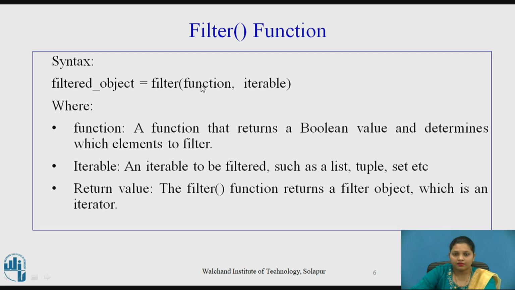First parameter is the function that defines filtering logic or condition. The function must return a boolean value. The second parameter is an iterable. This is any iterable object, for example, list, tuple, set, string. Those elements are to be filtered.